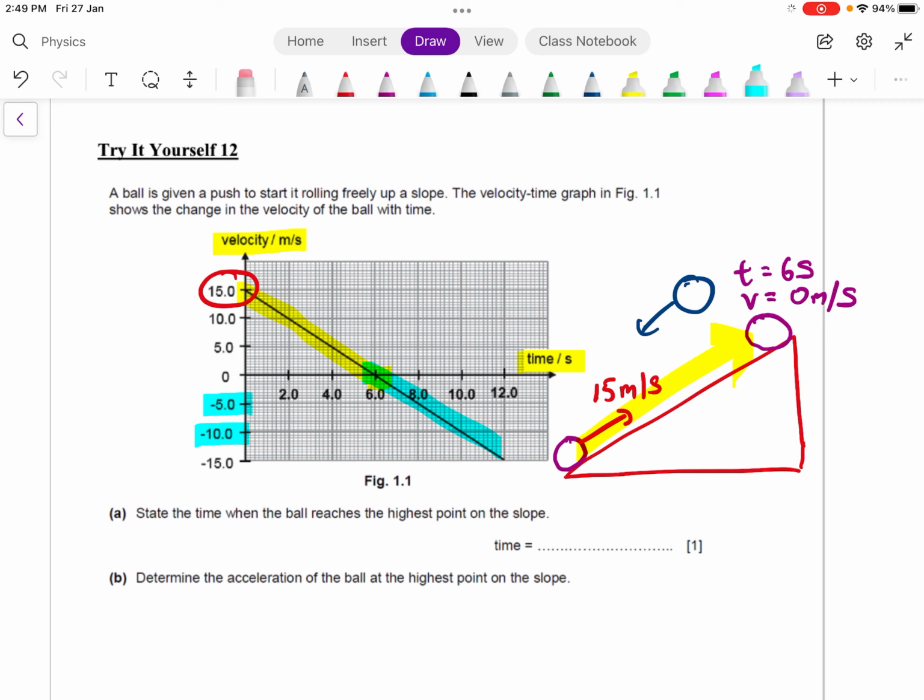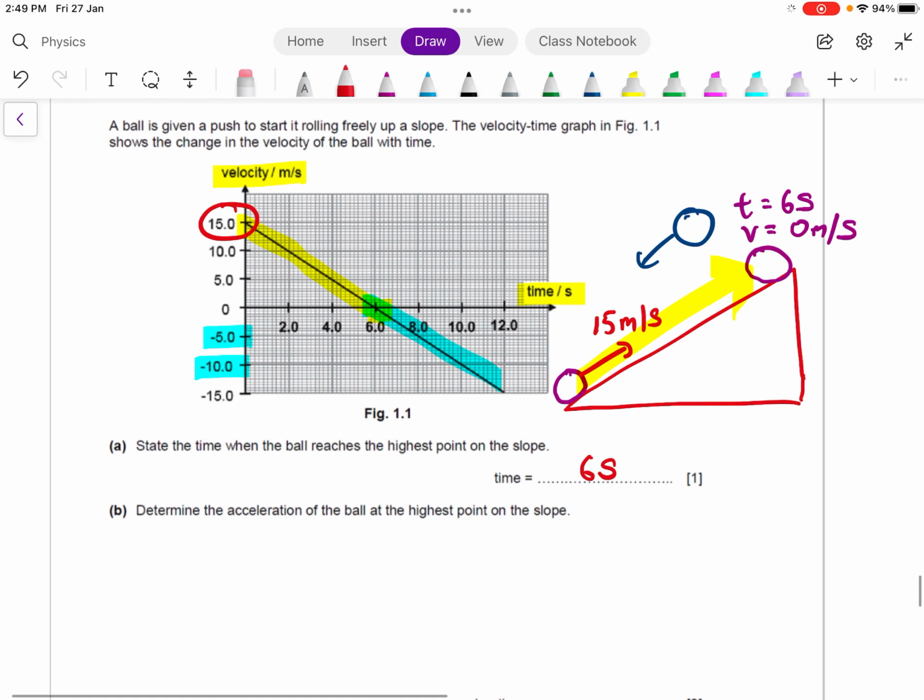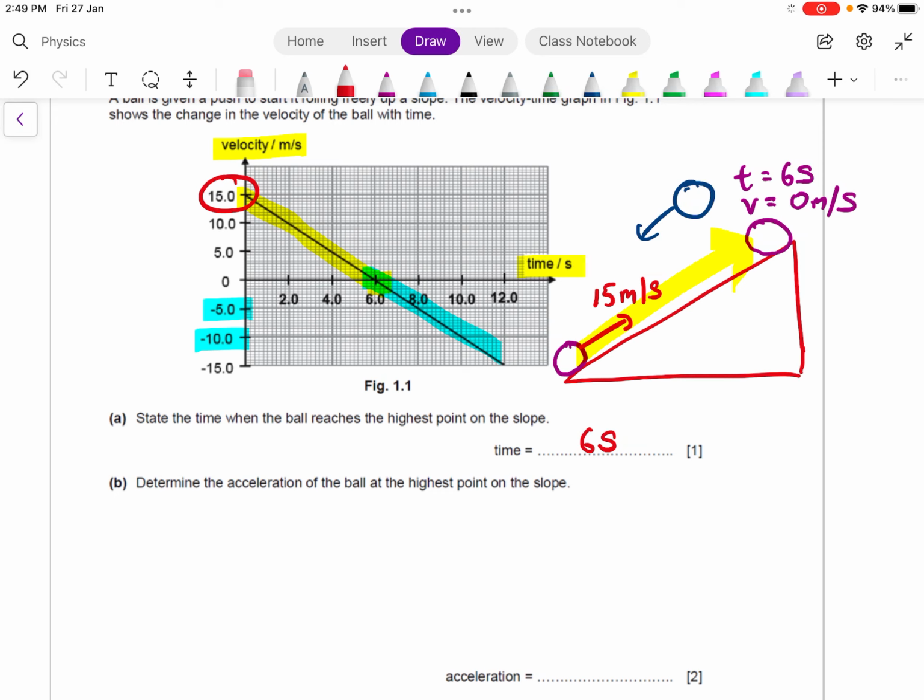Okay, for part A, state the time in which you will reach the highest point. For this type of question, very simple. As long as you see 0 meters per second, that is highly likely the time where you reach the maximum point. So the answer will be 6 seconds. Okay, so part B, determine the acceleration of the ball at the highest point on the slope, which is at 6 seconds.